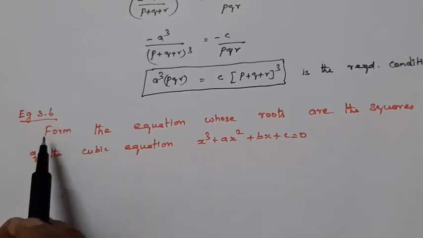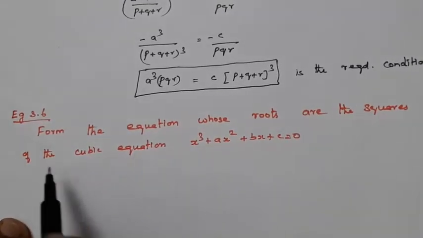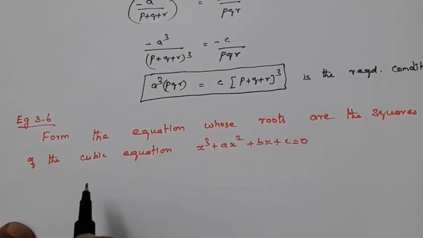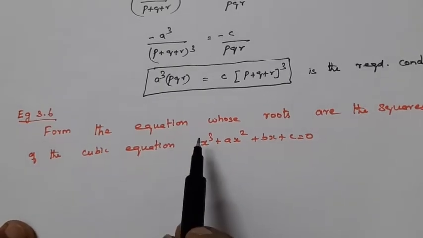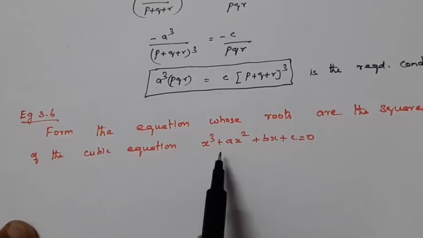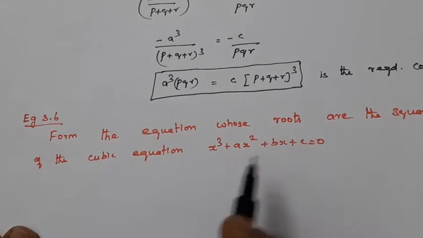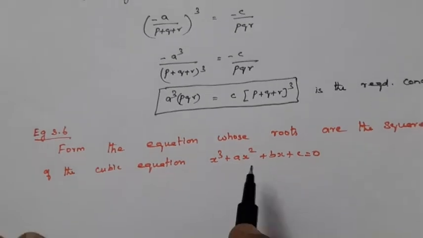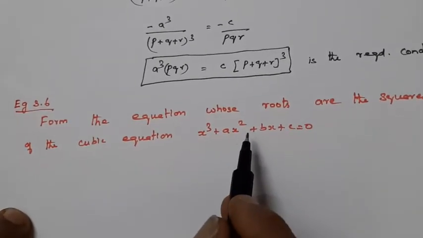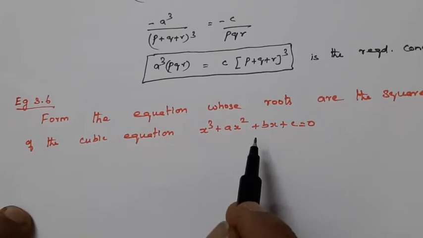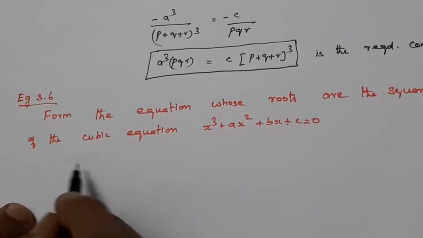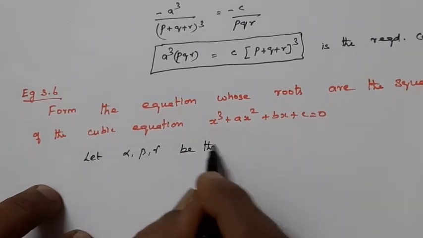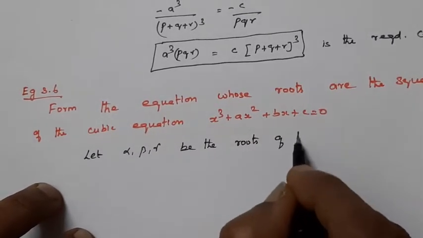The next example 3.6: form the equation whose roots are the squares of the roots of the cubic equation x cube plus ax squared plus bx plus c is equal to 0. So, first let us take the roots of the given equation to be alpha, beta and gamma, and we are going to find an equation whose roots are alpha squared, beta squared and gamma squared. So let alpha, beta and gamma be the roots of the given cubic equation.